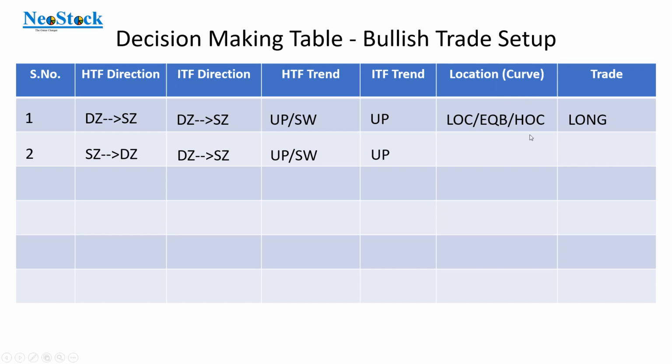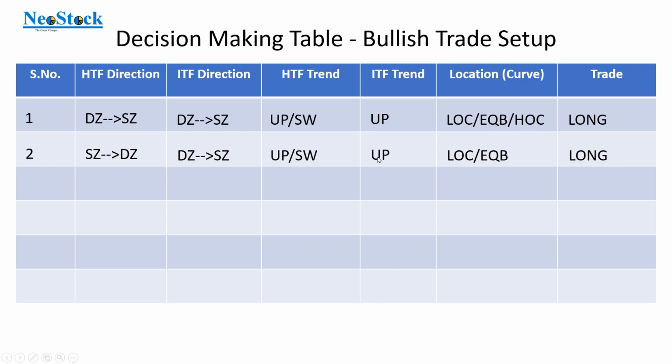Okay, what is the curve saying? In high on the curve, we cannot take long trades. Long trades are supported only in equilibrium and low on the curve, provided trend and ITF price direction are in our favor. So that is the reason why, in the location column, we can accept long trades only in low on the curve or equilibrium. What kind of trades are we supporting? Long trades.